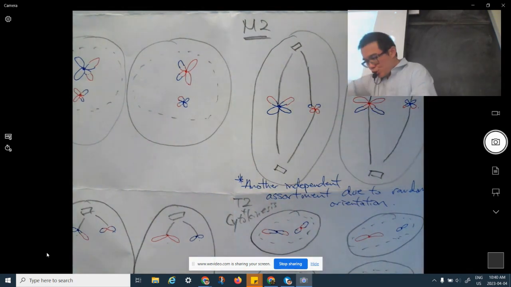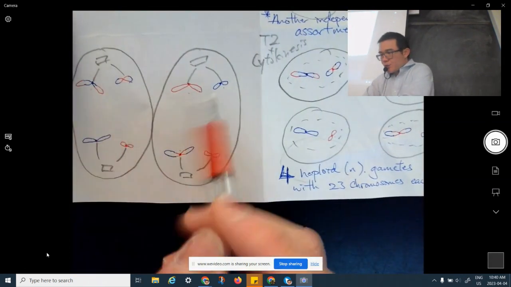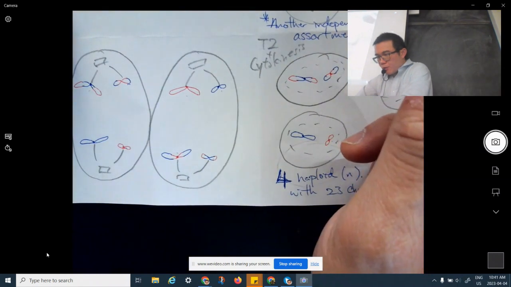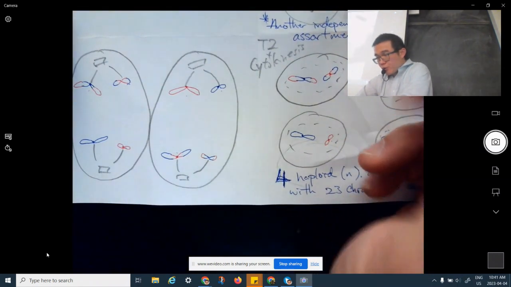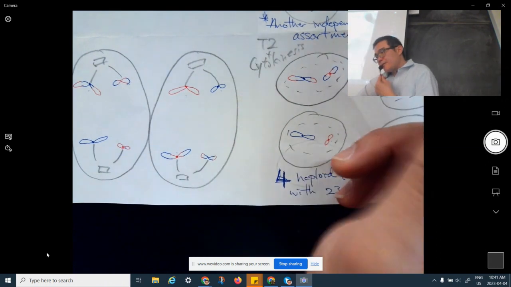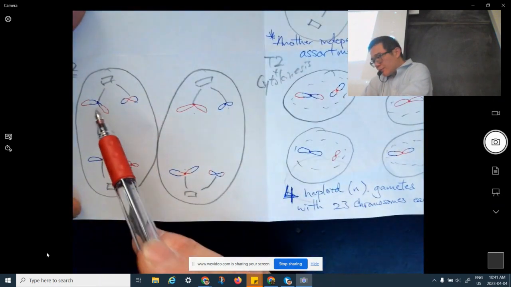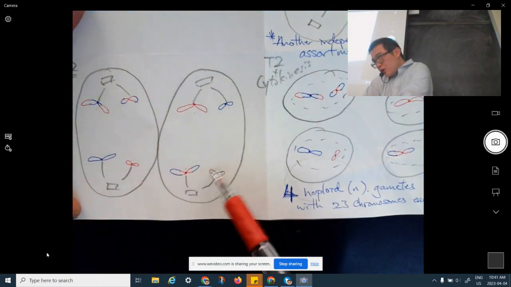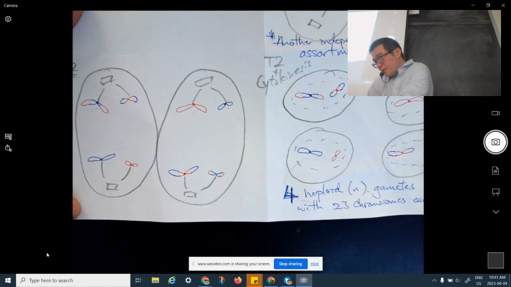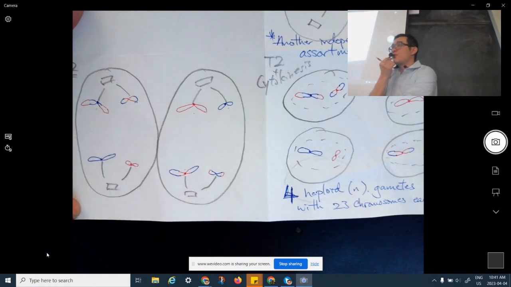Now, anaphase 2. In anaphase 2, the microtubules contract and the sister chromatids separate from the chromosomes. Now, these sister chromatids you call chromosomes. So it's no longer sister chromatids, but you call them chromosomes, because under the microscope, they are distinct blobs.